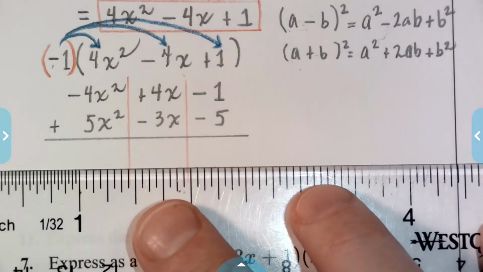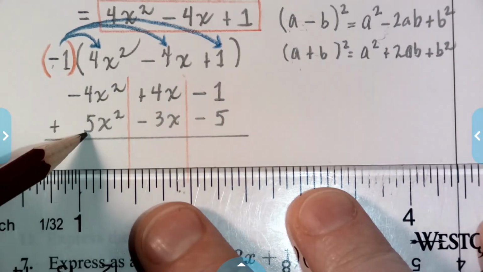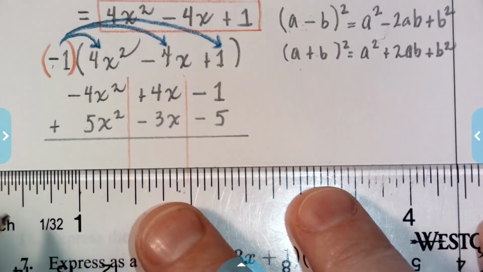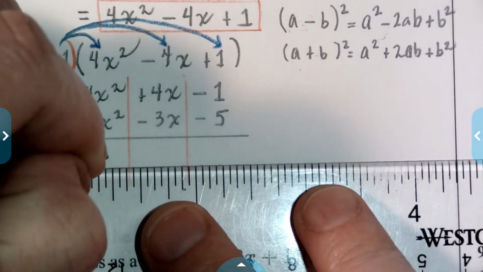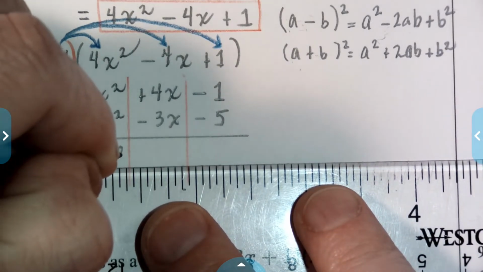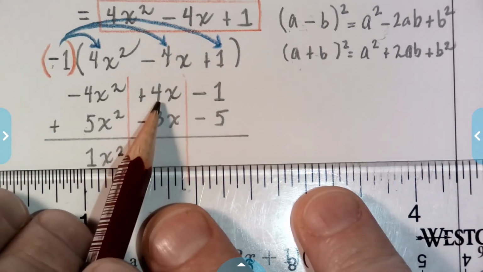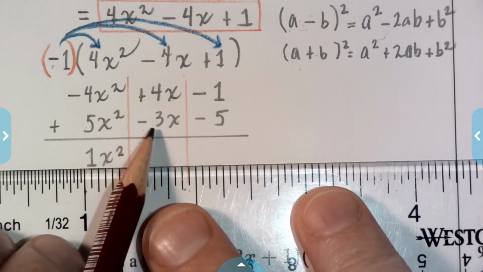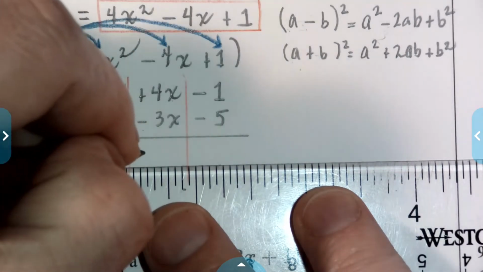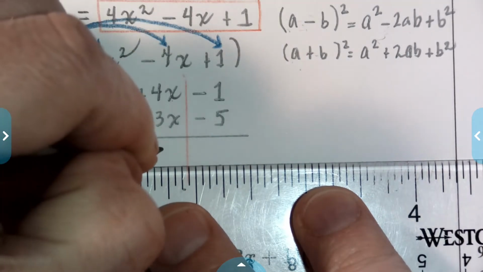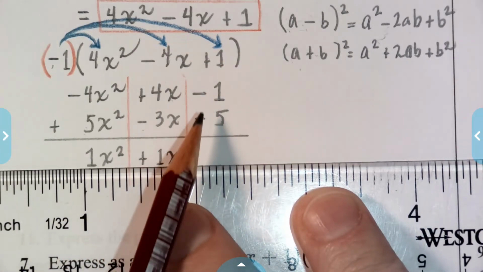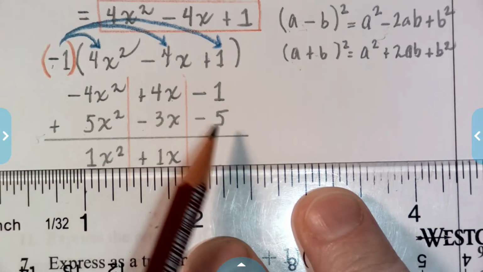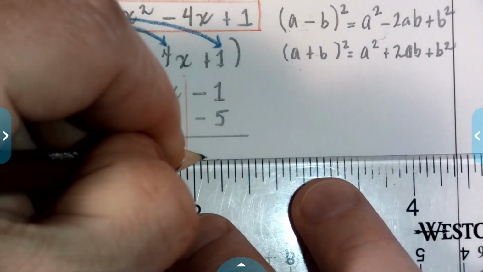All right, so now dealing with column 1, I've got -4 plus 5. That's going to give me positive 1x squared. So I'll have 1x squared. Then I've got 4x minus 3x. That's going to give me plus 1x. And now I've got -1 plus -5. That's going to give me -6.